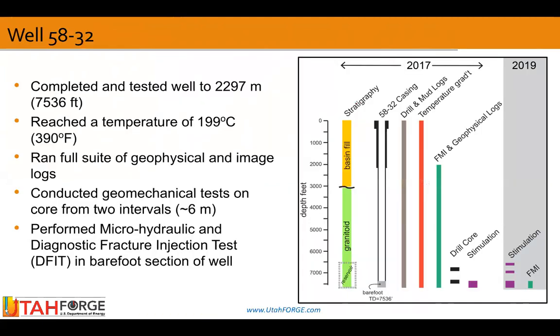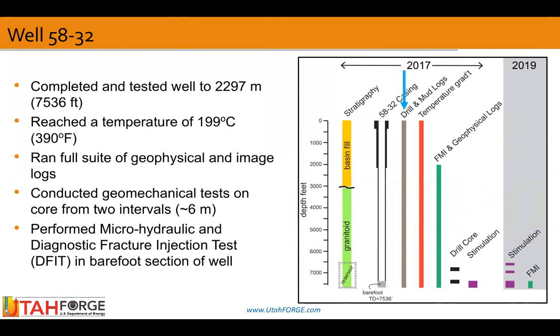Turning to well 5832, data from here provide the best characterization of the EGS reservoir. In the following few slides, I will limit description to rock types and fracture patterns. For background, and since being drilled in 2017, this is a graphical summary of activities in the well.